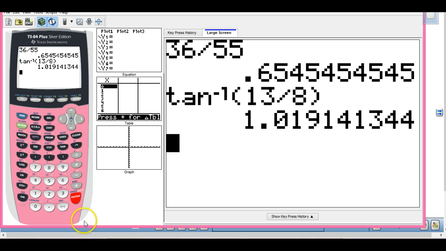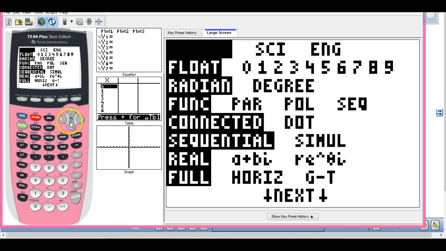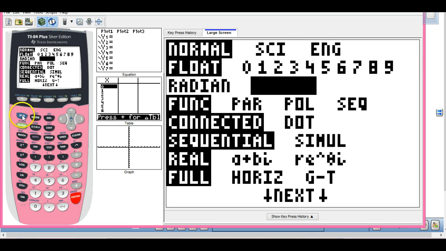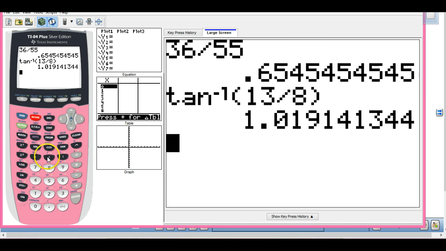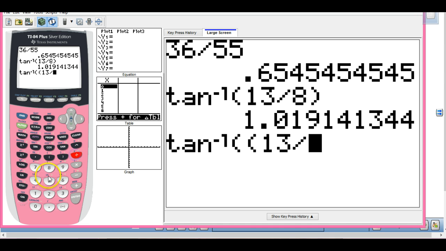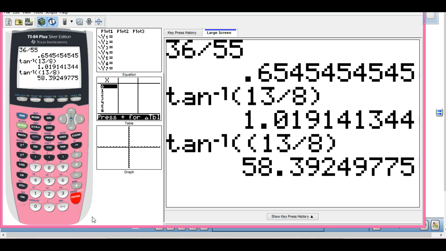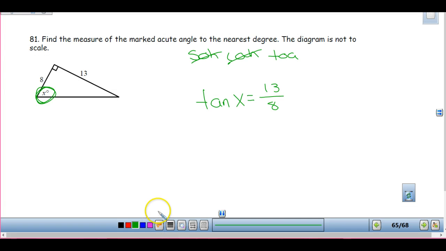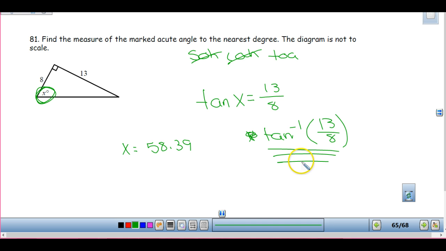and we hit enter. Ooh, and see, I got that answer, which I know is not right. So I have to hit mode, make sure I'm in degree mode. When I get out of there, now again, second tangent, 13 divided by 8. Okay, and that looks way better. So now I know that my angle measure, x equals 58.39. So tan inverse of 13 over 8 is how we figure that out. So that's where we have our second tangent.